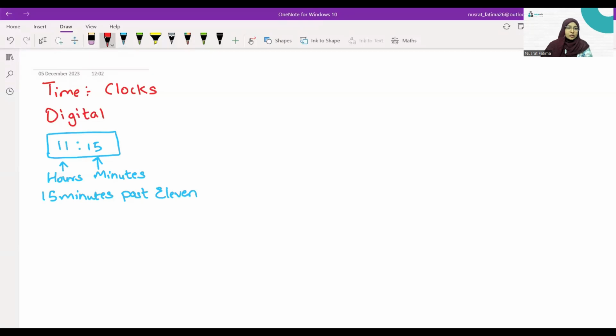Let's write one more example of a digital clock. This is a digital clock, and suppose it shows 7:10. That means 10 minutes past 7.